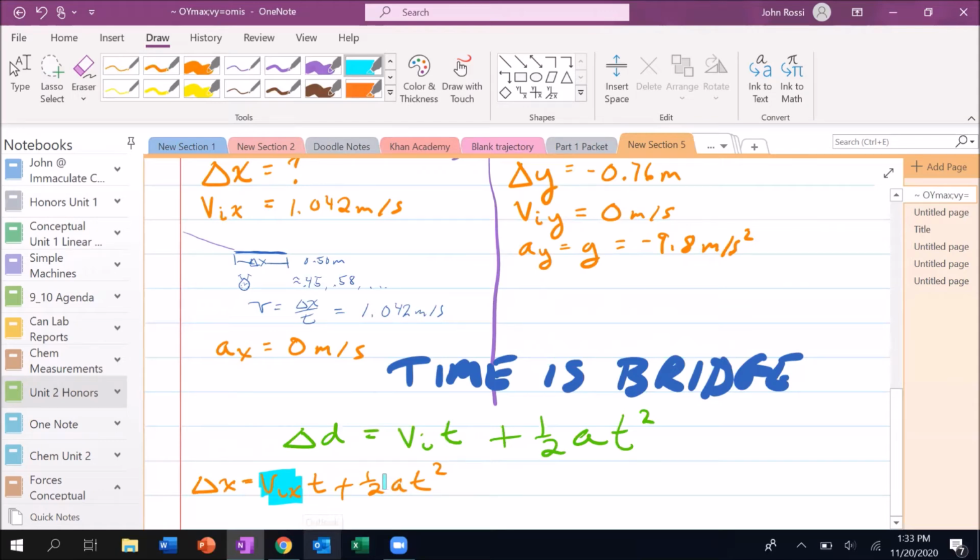Do we have an acceleration? Yup. And we don't have a time. So this is incomplete for us to use in this class because there's two missing variables, and we want to find a way to solve this with only one missing variable. So let's take a look at the y side. All right, so delta y is the initial velocity in the y times time plus 1/2 acceleration times time squared.